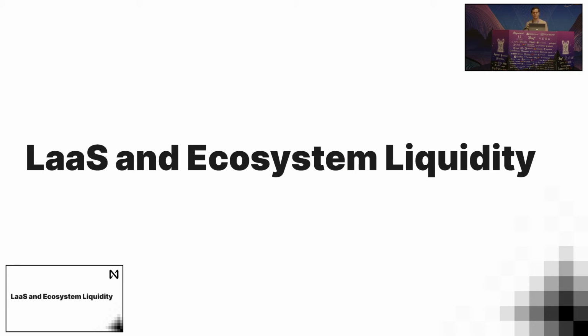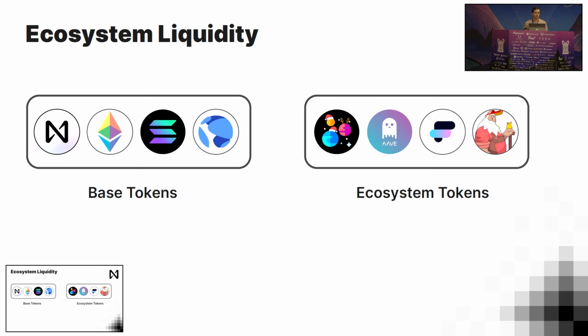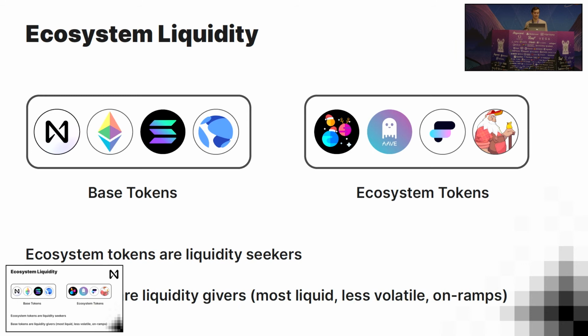Now let's talk about how we can actually apply this at the ecosystem level and generate some really good ecosystem liquidity, which is one of our biggest goals at Proximity. So taking a step back and just talking about what ecosystem liquidity looks like, typically, you've got the base token. This is the native token of each of these protocols. And then you've got the ecosystem tokens, which is usually the applications that are built on top that may or may not have their own token. So the ecosystem tokens in the context of liquidity as a service are usually going to be the liquidity seekers. And the base tokens are going to be the liquidity givers.